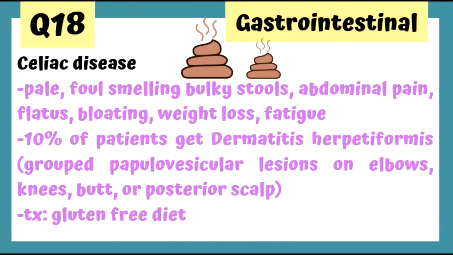Here we have a little bit about celiac disease. There are pale, foul-smelling, bulky stools, abdominal pain, flatus, bloating, weight loss, and fatigue. 10% of patients get something called dermatitis herpetiformis, in which there are grouped papulovesicular lesions on elbows, knees, butt, or posterior scalp. And treatment for celiac is a gluten-free diet.